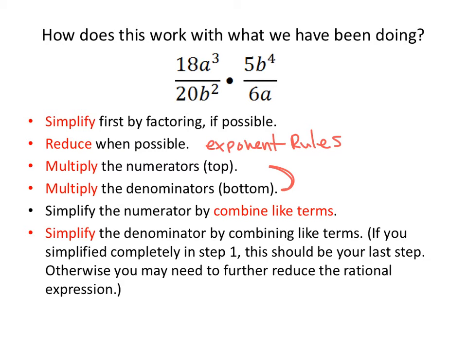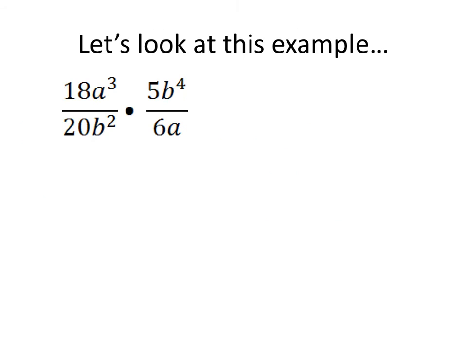And then finally, our last step here is to simplify the denominator by combining like terms. After I'm done with that and I've got everything reduced, then I can start to distribute, or FOIL if I need to, because remember, we always try to write this in its FOILed form rather than its factored form. So let's take a look at this example.